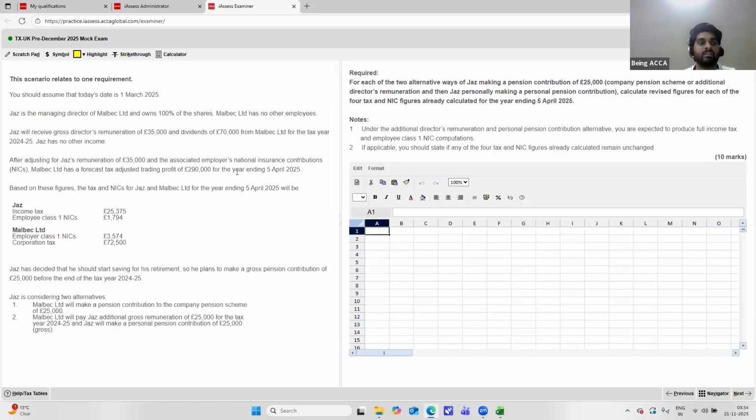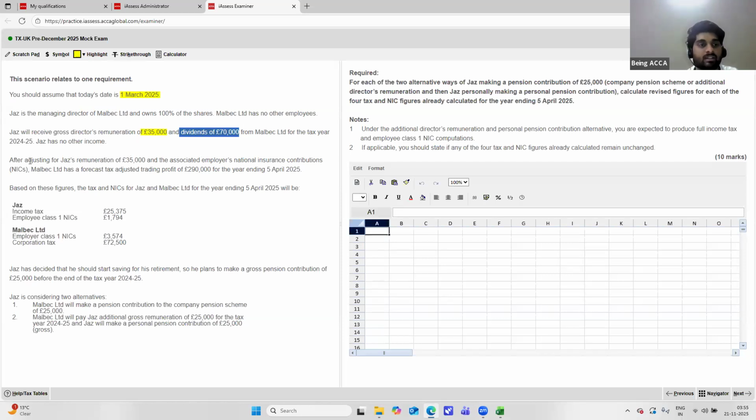The first question relates to Jazz. You should assume that today's date is 1st March 2025. Jazz is the managing director of Malbec Limited and owns 100% of the shares. Malbec Limited has no other employees. Jazz will receive a gross director's remuneration of 35,000, and dividends of 70,000 from Malbec Limited for the tax year 24-25, and Jazz has no other income.